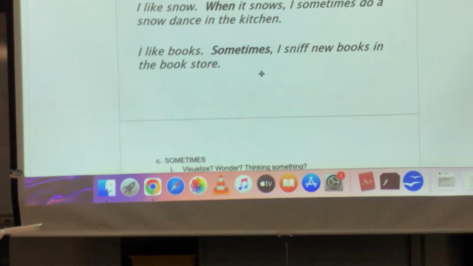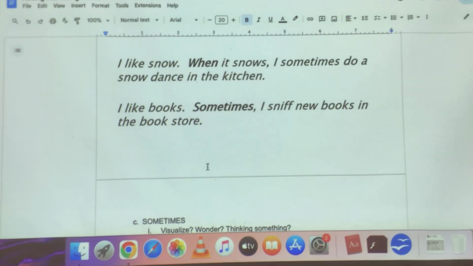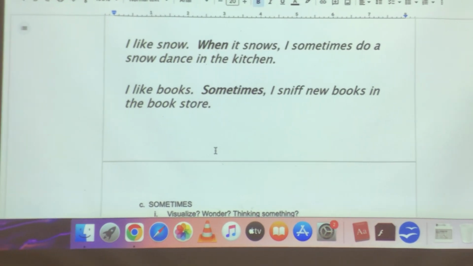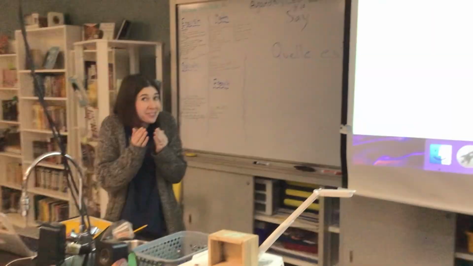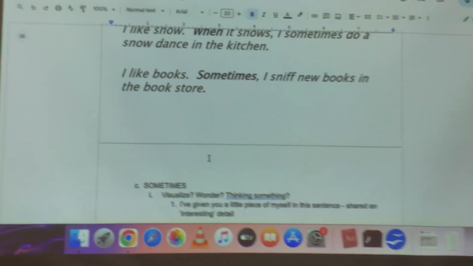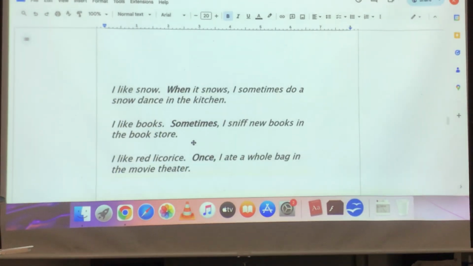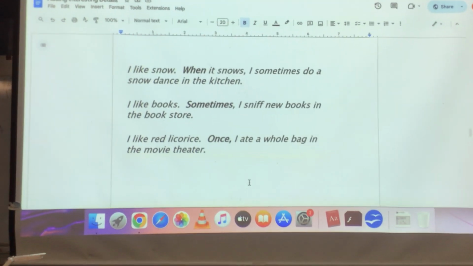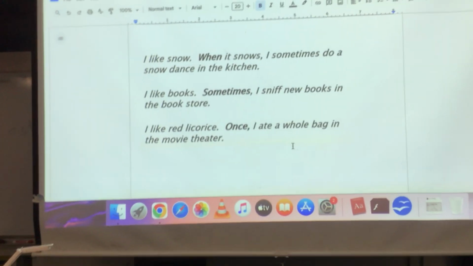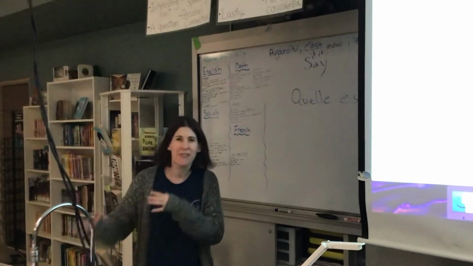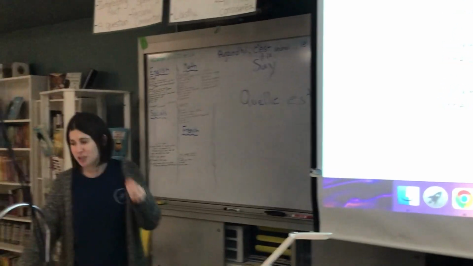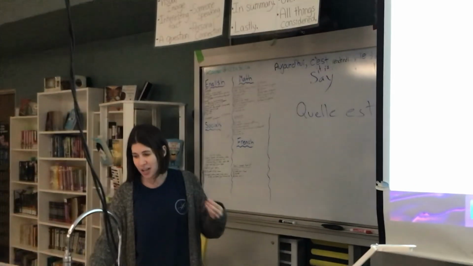And then I continue on. I like books. Sometimes I sniff books in the bookstore. Kids love that one. Who's visualizing me sniffing the books? Yeah, in the corner. Yeah, really funny. And then they're like, who's connecting? Awesome. Once. I like red licorice. Once I ate a whole bag in a movie theater. Ooh, how many of you have done that? Yeah. How many of you imagining me just stuffing my face? Yeah. Okay, so we're using these magical detail words.